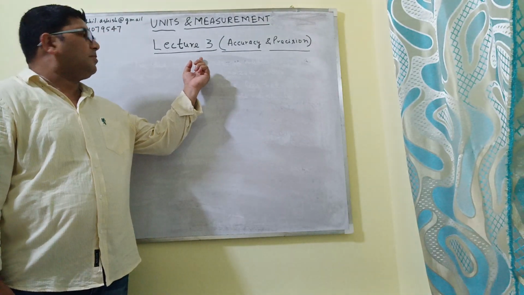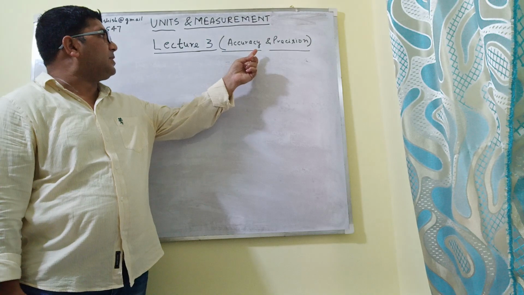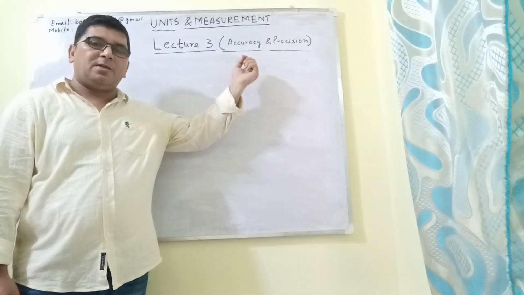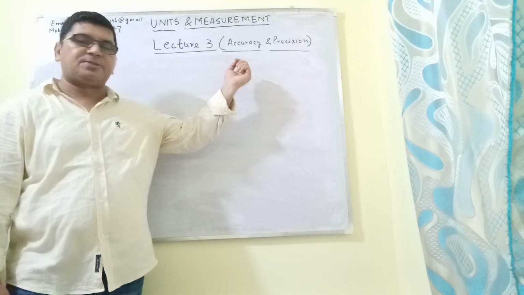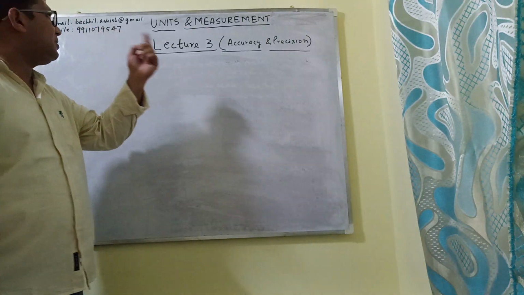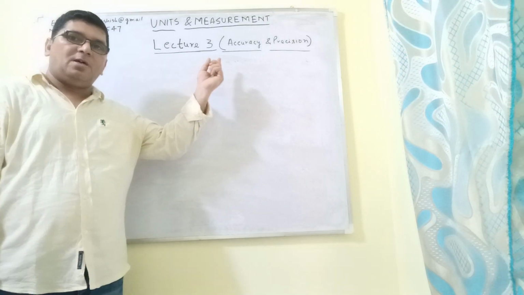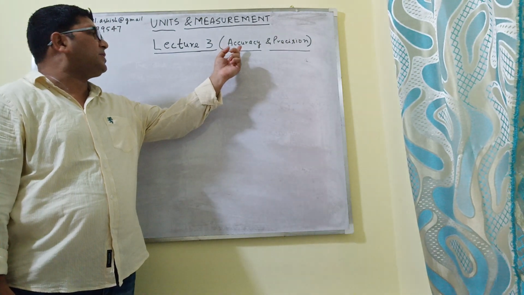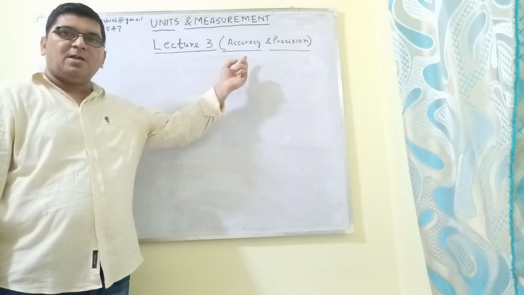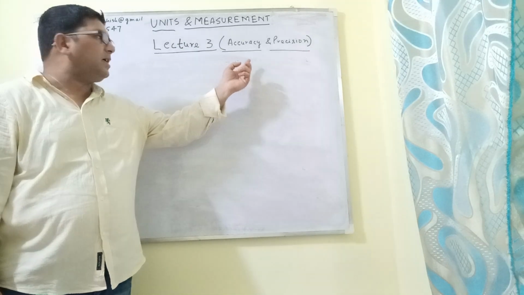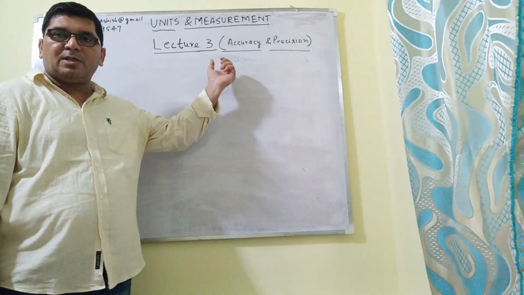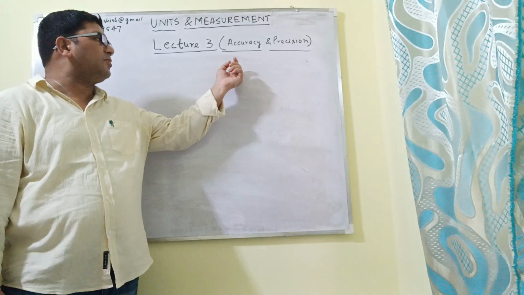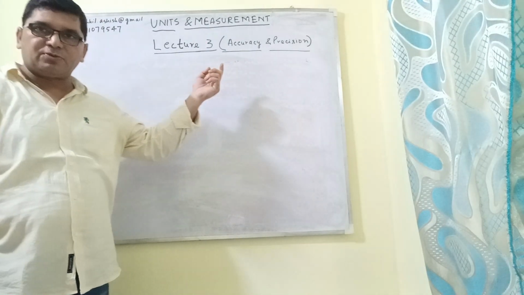Today is lecture number 3 on the topic of accuracy and precision. We have already discussed accuracy and precision in lecture number 2. We have tried to understand the basic difference between accuracy and precision, and we have also tried to solve a couple of numericals on how to calculate the least count of measuring instruments.